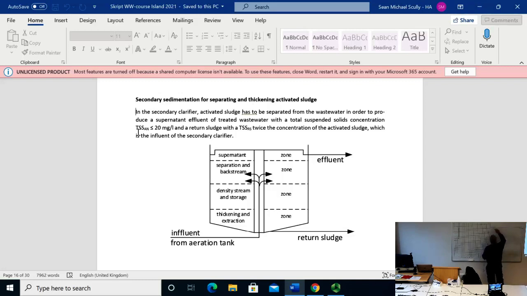We start with our screens, and we have our grid chamber, then we have our primary clarifier, and then we have these tanks, the aeration tanks. We have here our BioP, we have a denitrification, and then we have our aerator tank with a nitrification, then we have a recirculation, and then we have the element which is now of consideration, our secondary clarifier. So the inflow is what comes out of the aeration tank, and the effluent is our return sludge here.